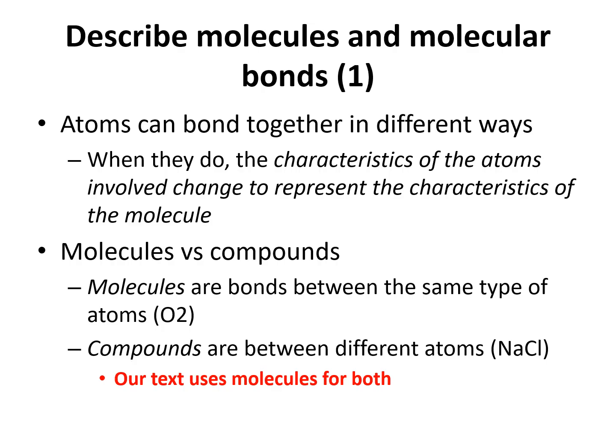So stepping it up, when we take two atoms and we bond them together, we get a molecule. Now, there's a little bit of weirdness going on here. In our book, our text uses the word molecules for both molecules and compounds. Molecules typically describe when you take one type of atom and you bond it to the same type of atom. For example, O2. That's two oxygens bonded together.